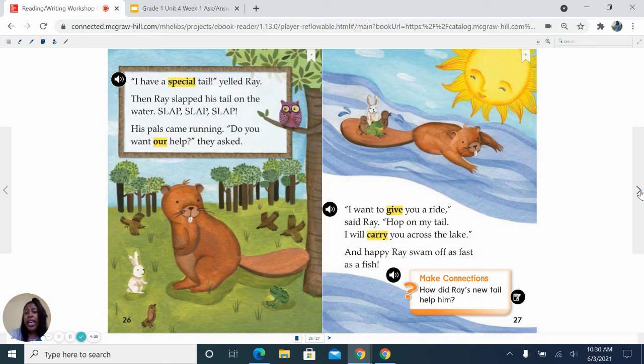I have a special tail, yelled Ray. Then Ray slapped his tail on the water. Slap, slap, slap. His pals came running. Do you want our help? They asked. I want to give you a ride, said Ray. Hop on my tail. I will carry you across the lake. And happy Ray swam off as fast as a fish.